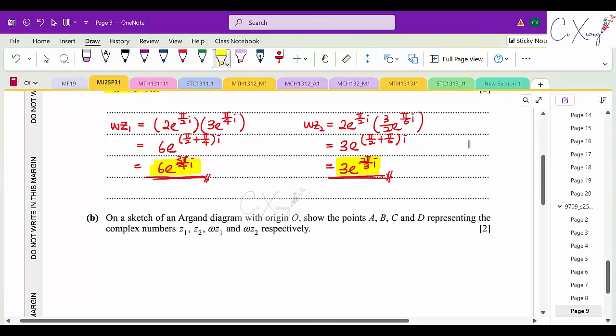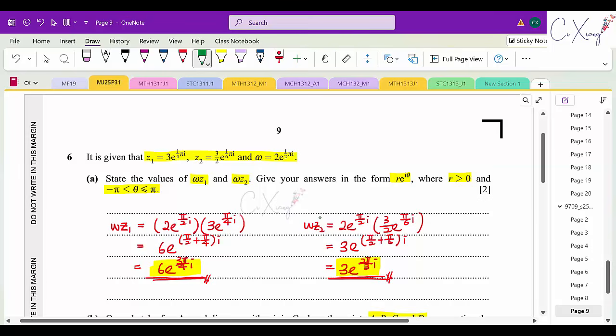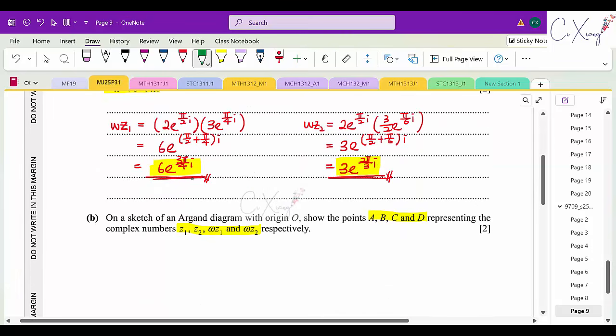Then for part B, on the sketch of the diagram, they want us to show the points A, B, C, D representing these four complex numbers here. Before we draw it, maybe we need to roughly know the meaning of the exponential form here. You get the exponential form here, right?